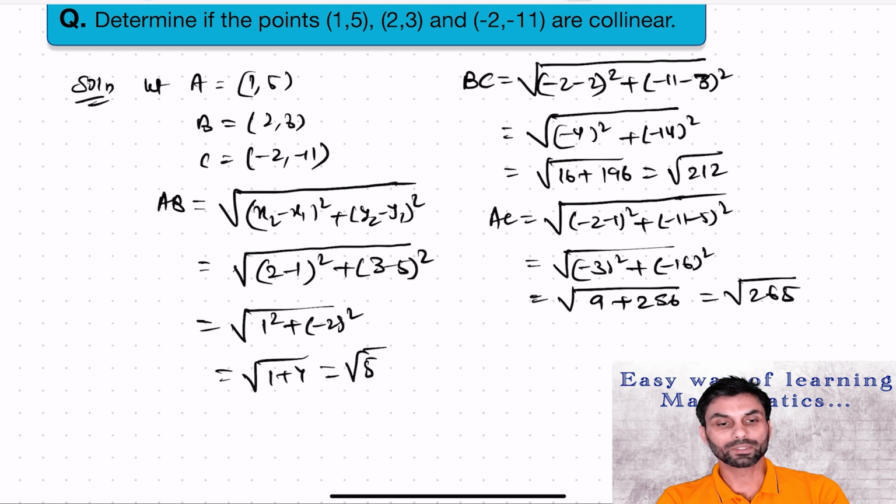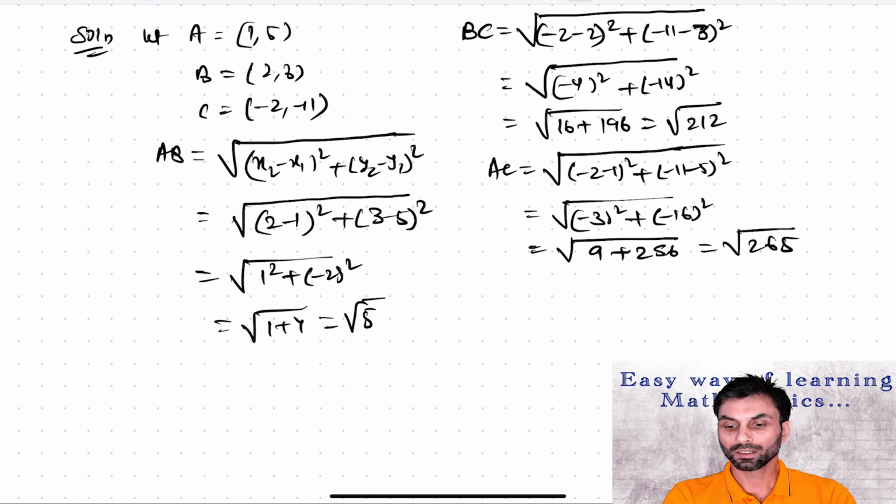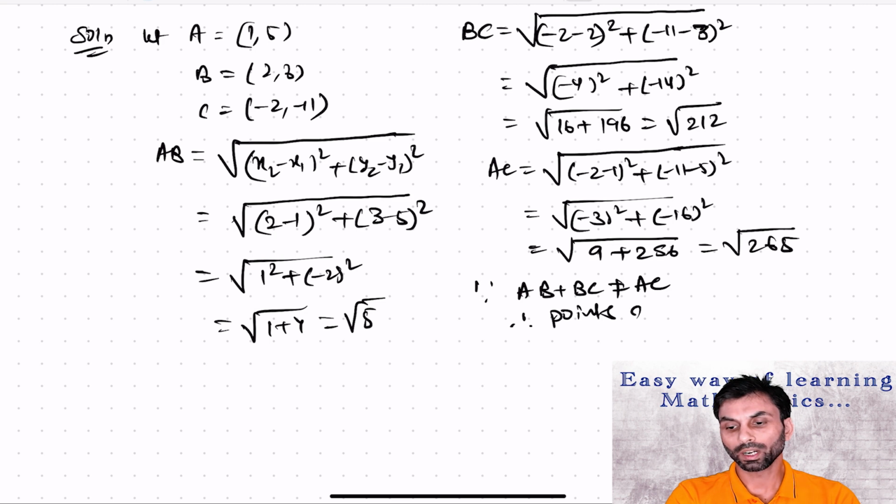Now here we observe that if you add any two lengths, we will not get the third one. So we can say that AB plus BC is not equal to AC, therefore the points are not collinear.